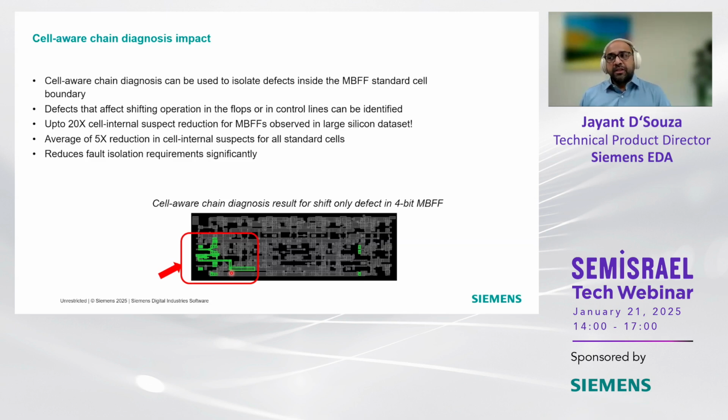In a large volume silicon data set, we've seen up to 20x cell internal suspect reduction of multi-bit flops because, as I mentioned before, the multi-bit flops comprise a very large population of the scan cells in modern designs. On an average, we also observed about a 5x reduction in cell internal suspects for all standard cells. So instead of calling out the entire standard cell, we could isolate it down to a very specific set of cell internal suspects.